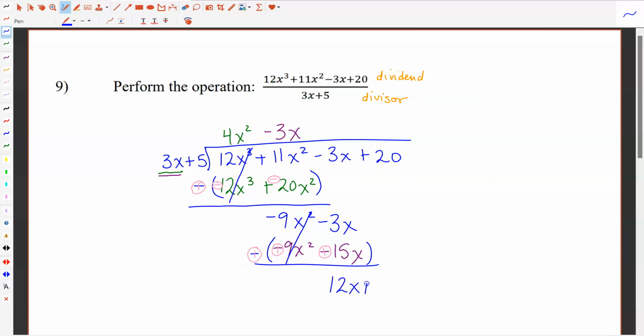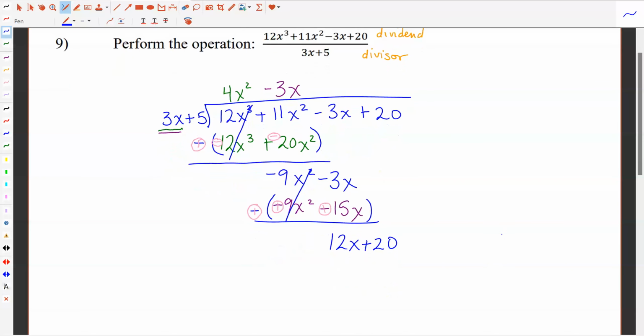Now I'm going to bring down the next term, and I only have to do this one more time. So here we go. I'm going to look at the first term out here, and then the first term right here. And I'm going to ask myself, 3x times what gives me 12x? So I already have the x, I just need to build the number, so that's going to be a 4, or specifically a positive 4. So above the line, don't forget to write the plus to account for that sign. 4 times 3x is 12x. And then 4 times 5 is going to be positive 20.